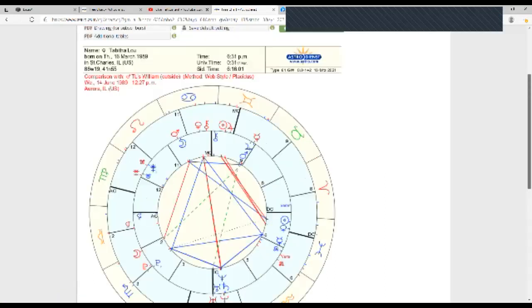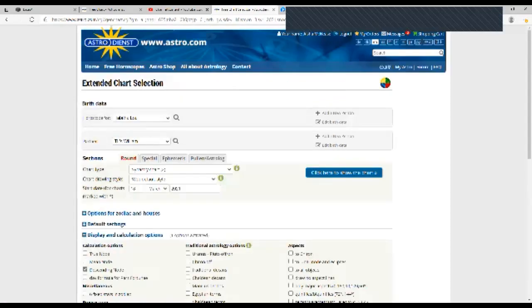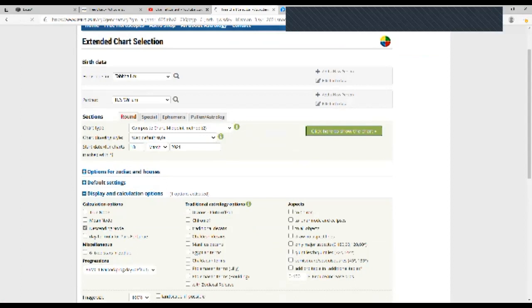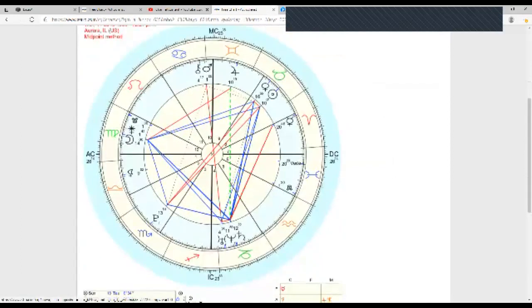Now, what I find interesting is when we come to this chart here, this next one we're going to is called a composite chart. A composite chart is like the relationship version of your natal chart. It shows you the blueprint for you guys together from the moment you met, the energy that you guys would make, and what is the goal.